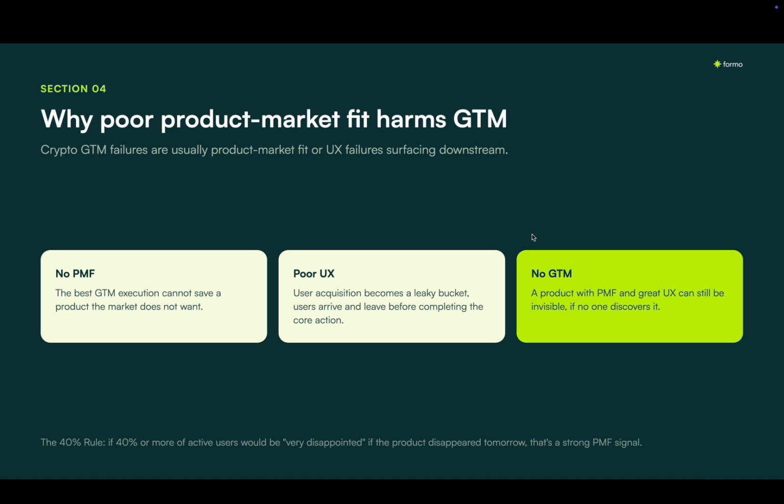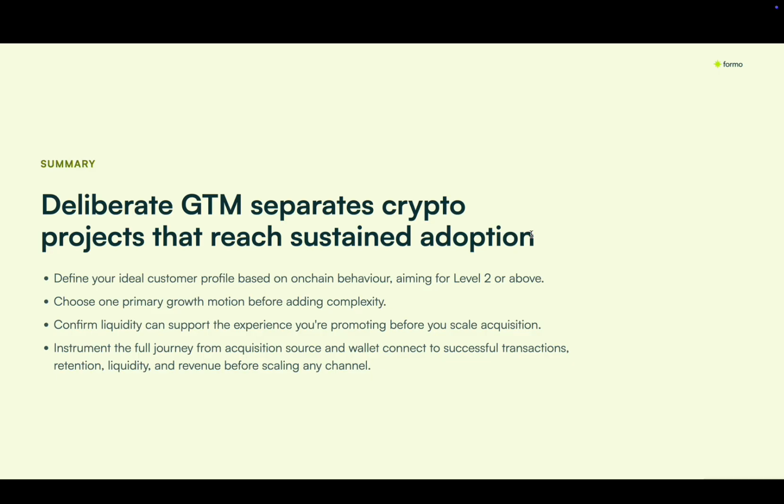The 40% rule is one useful PMF signal. If 40% or more of active users would be very disappointed if the product disappeared tomorrow, that indicates strong product market fit. The key takeaway is that deliberate GTM separates crypto projects that reach sustained adoption.